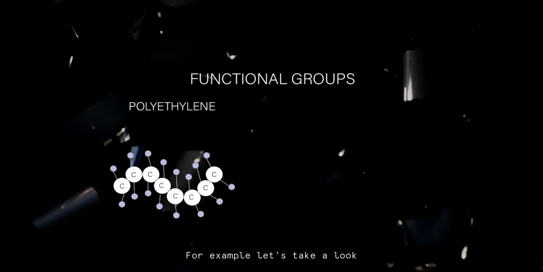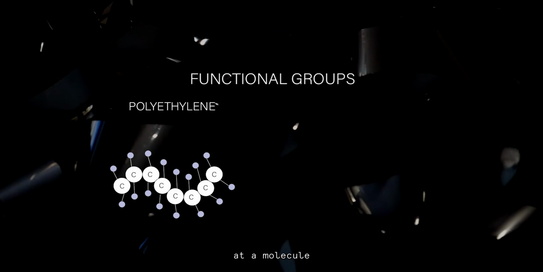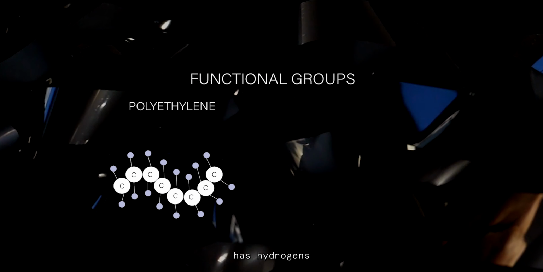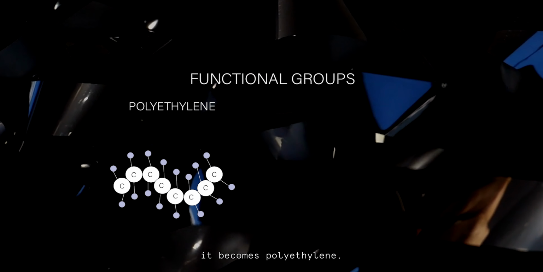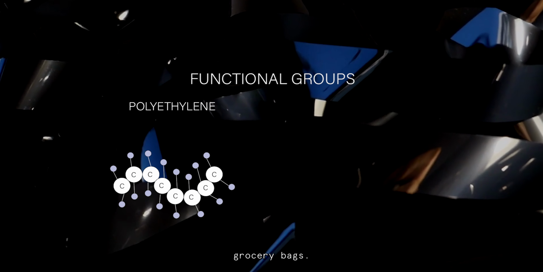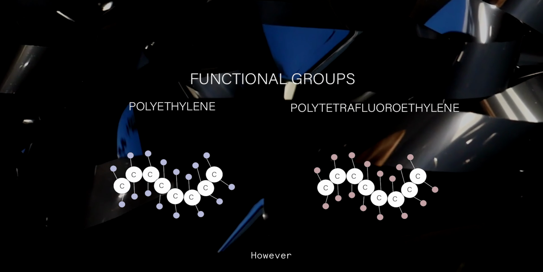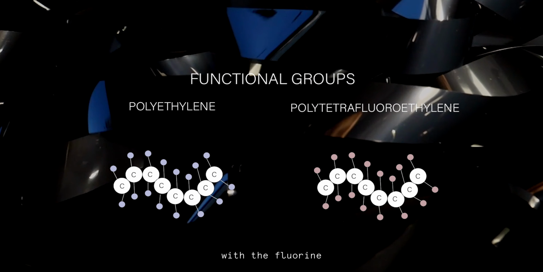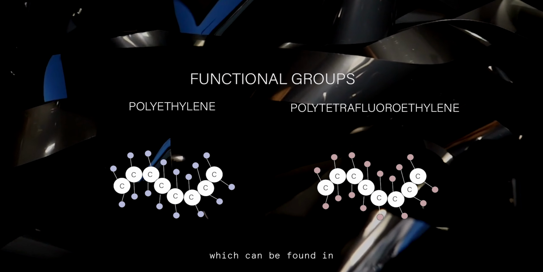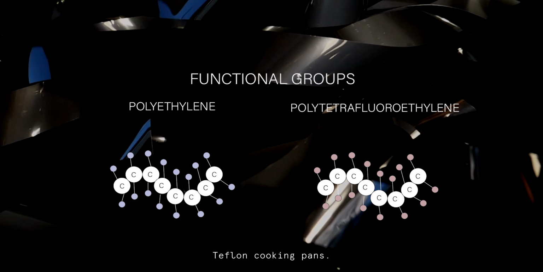For example, let's take a look at a molecule with a backbone of carbon. If this molecule has hydrogens as its functional group, it becomes polyethylene, a common material found in plastic grocery bags. However, if we swap out the hydrogen with a fluorine functional group, it becomes polytetrafluoroethylene, which can be found in Teflon cooking pans.